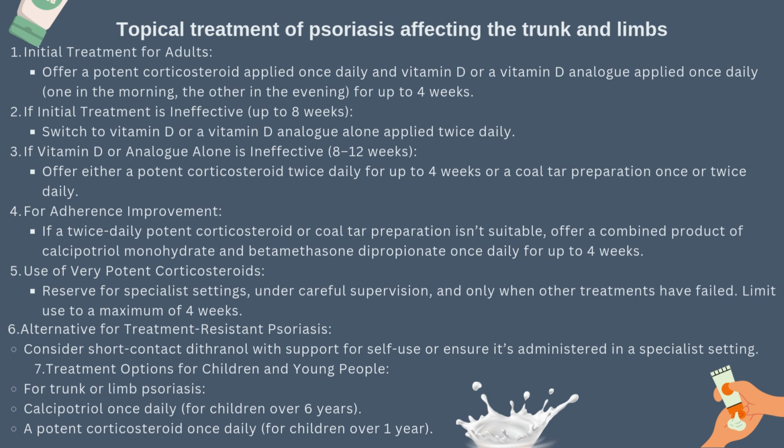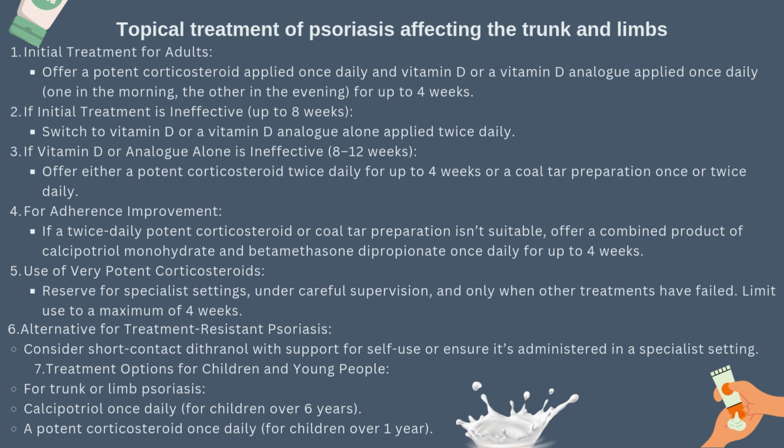If initial treatment is ineffective, up to 8 weeks, switch to vitamin D or a vitamin D analog alone applied twice daily. If vitamin D or analog alone is ineffective, 8 to 12 weeks, offer either a potent corticosteroid twice daily for up to 4 weeks or a coal tar preparation once or twice daily.